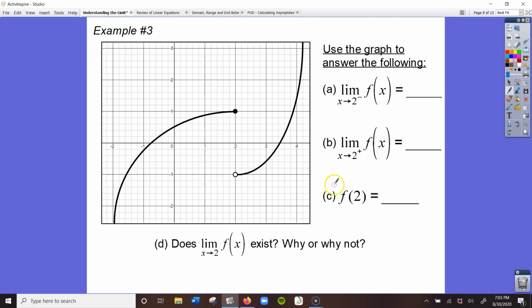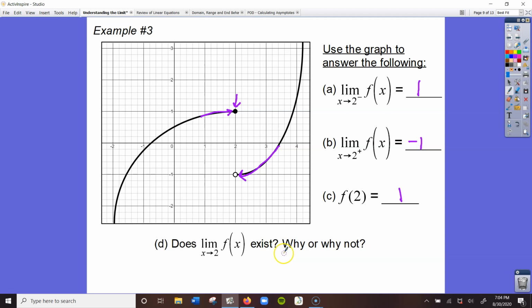Now let's examine this final example. We're going to look at this graph also at when x is 2. The limit as x is approaching 2 from the left. This is the left side of the graph, and it is going towards a y value here, which is 1. Now the limit as x is approaching 2 from the right, it's going somewhere else. It's going towards negative 1. Now the function value is where we have that solid dot where the function goes through, and that is this point here, which is 1.